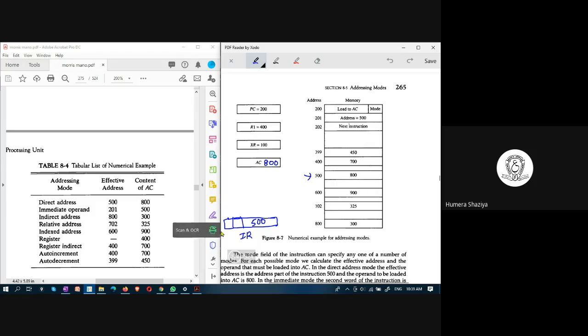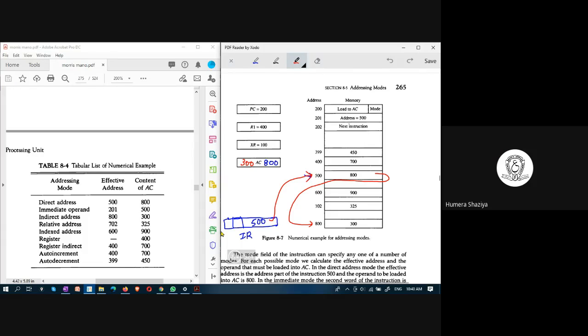In case of indirect address, 500 is not the address of the operand. It is the address of the address, ma'am. So you go to 500 location, you find 800. What is this 800? It is the address. 800 is the address of that operand. So what is the operand now? 300. The operand is 300. Very good.